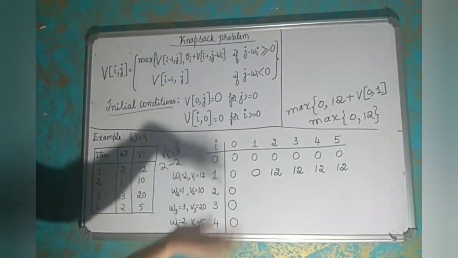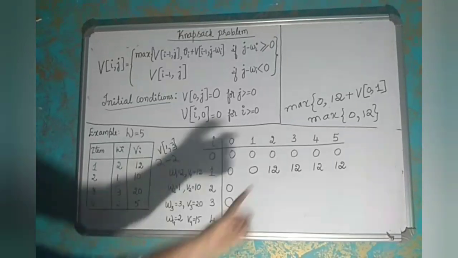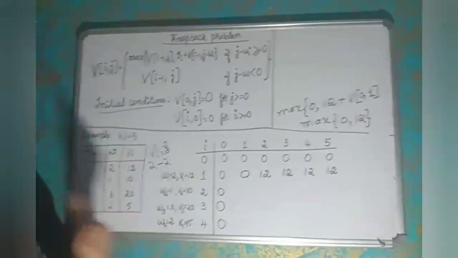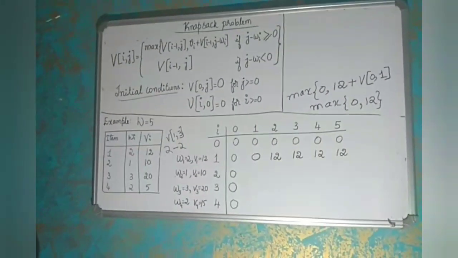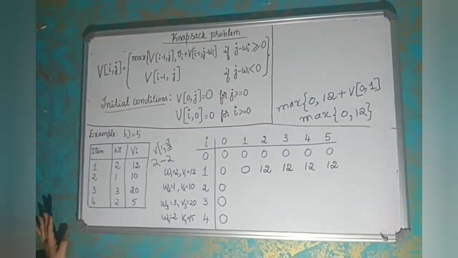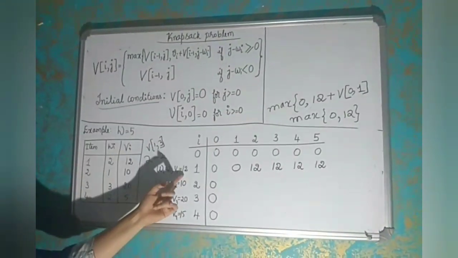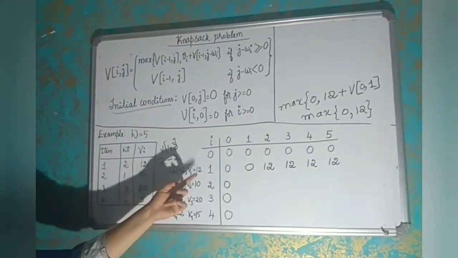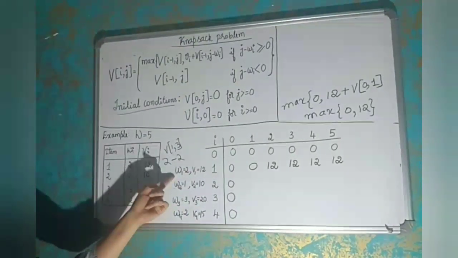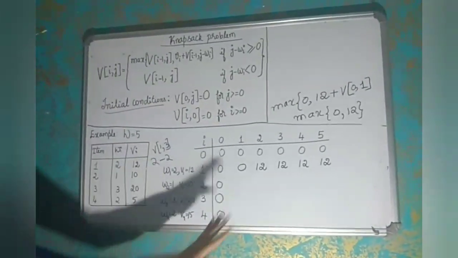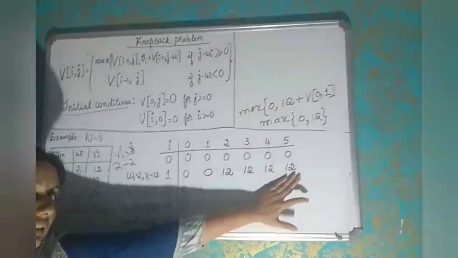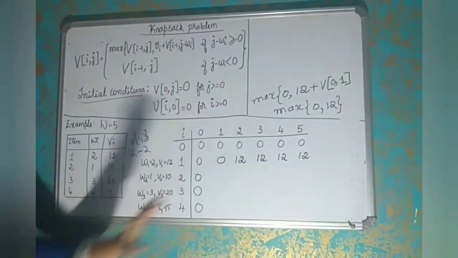Even if you have the capacity, here the capacity is 3, there is one more space. Actually one more capacity is remaining, but there are no more values. We have only one item whose value is 12. So that becomes 12 itself. All the values are 12.